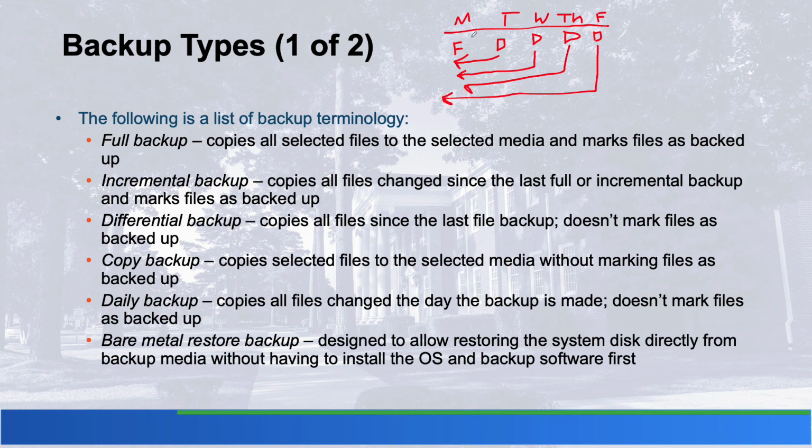When I do a restore job, I have to restore the full backup and then the last differential. I do not have to restore these because I have all the files that have changed since then. This is kind of the middle ground between incrementals and fulls. Differential backups are the middle between the amount of files you need to back up and the time. And it is the middle with the amount of time it takes to restore. So that's kind of a middle ground.